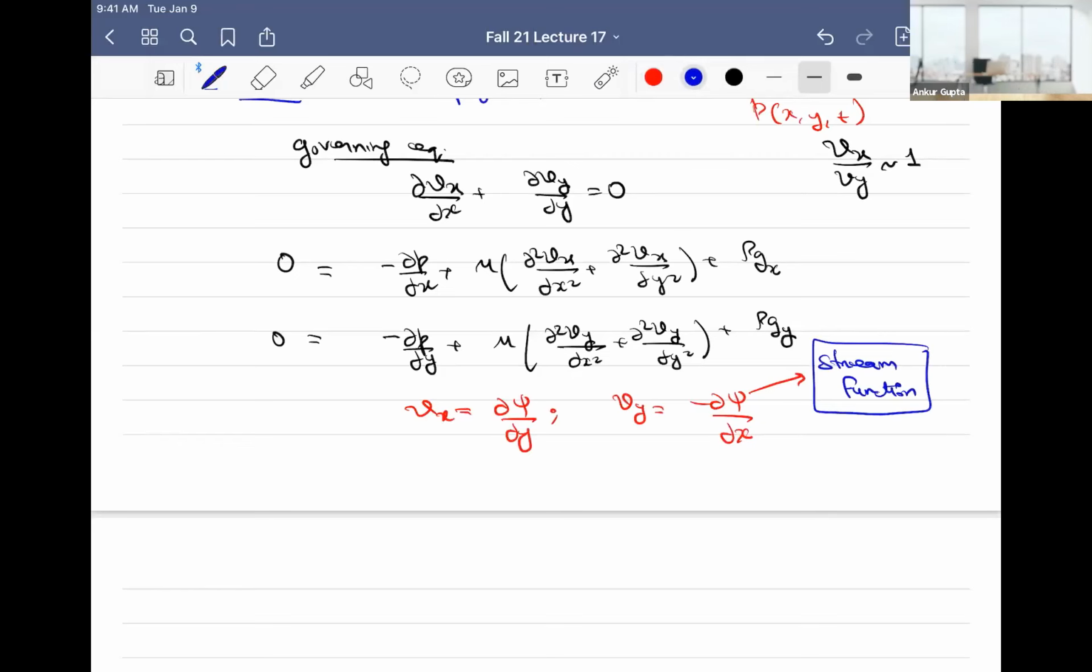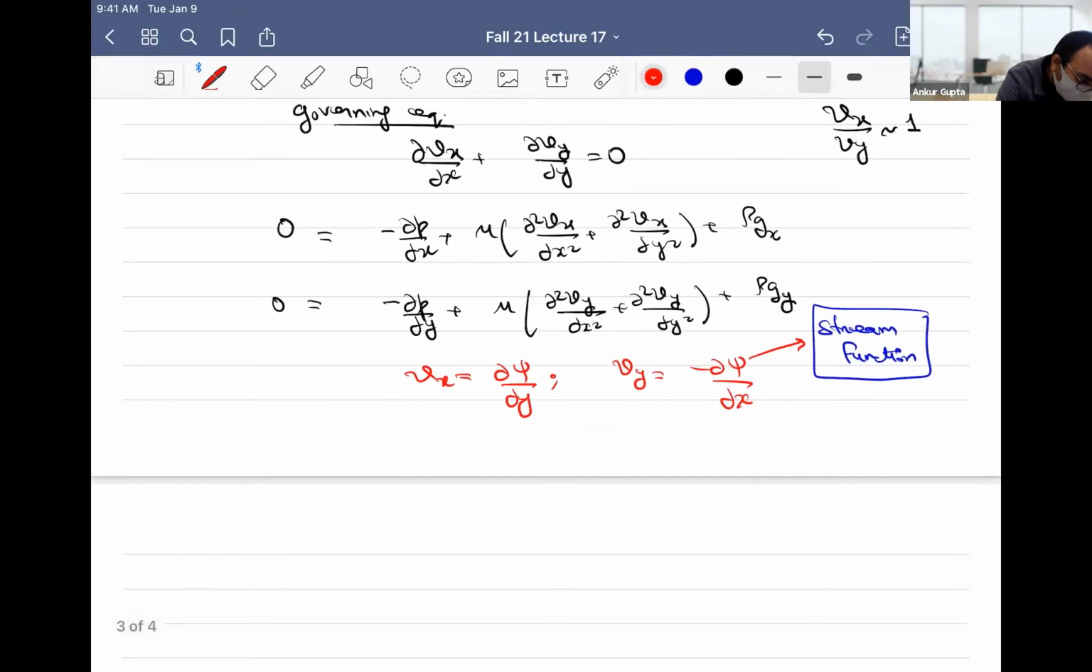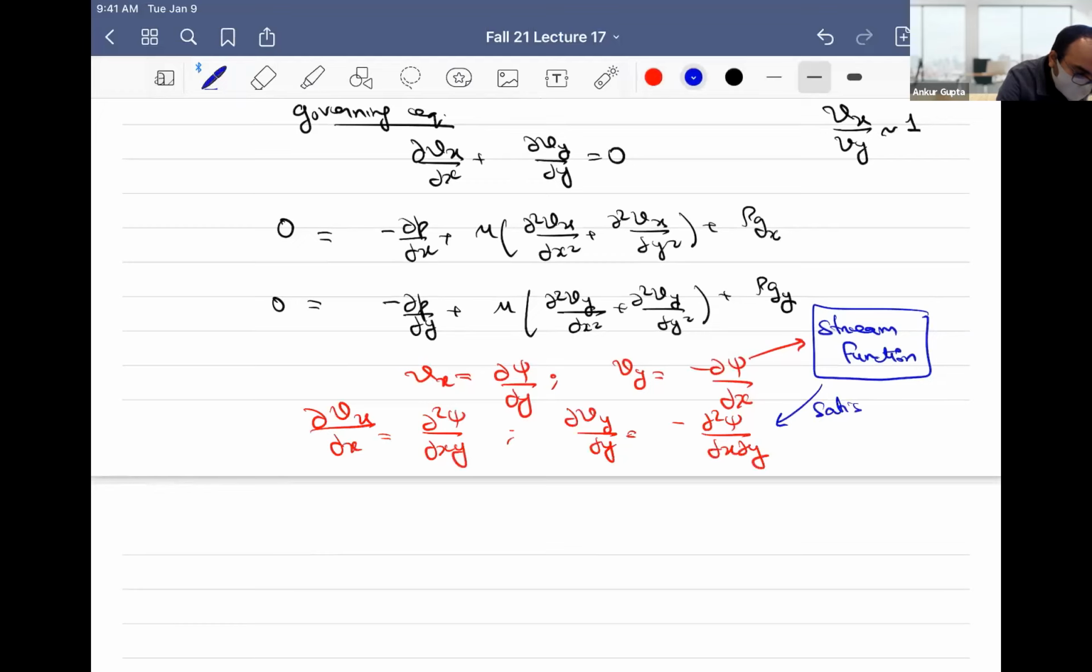Why is this allowed? This is allowed because if I take del Vx by del x, I will get del square psi by del x del y. And if I take del Vy by del y, I'll get minus del square psi by del x del y, right? And so my continuity equation is automatically satisfied. Let's call these 1, 2, and 3. So it satisfies 1, right?